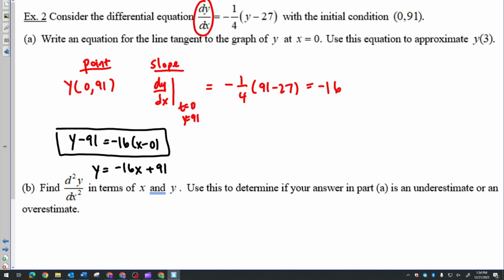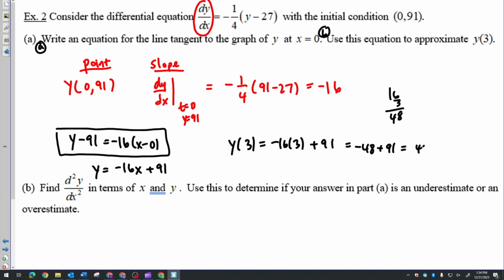So that was the first part of A. But then there's a second part here. It says use this equation to approximate y of 3. So I have an equation for y. All I do is plug in x equals 3. This is equal to 16 times 3 is 48, so that's negative 48 plus 91, which is 43. All right, so let's go ahead and move to part B here.